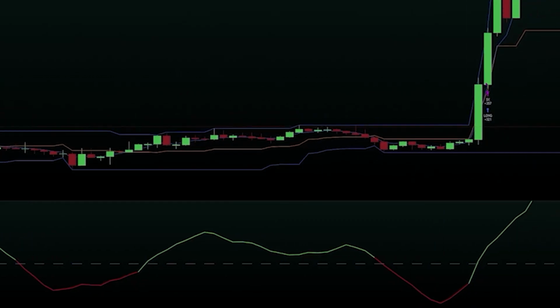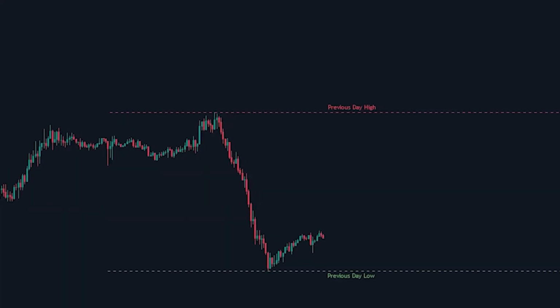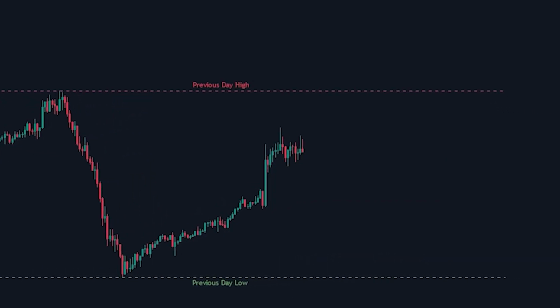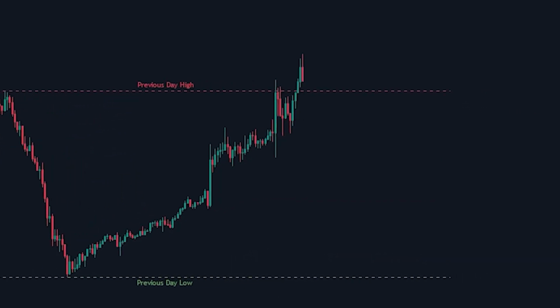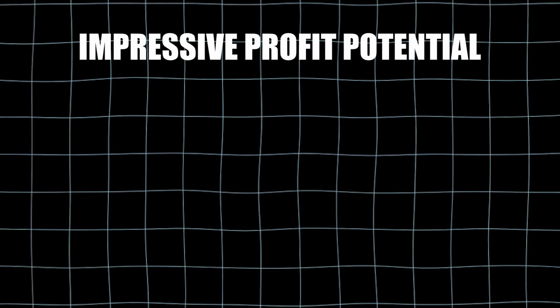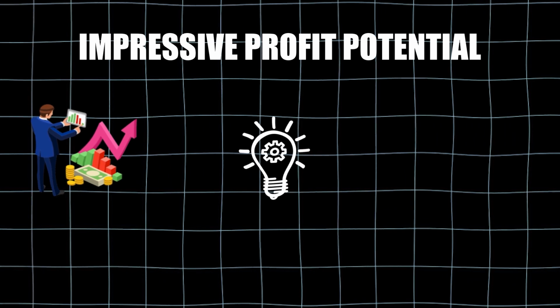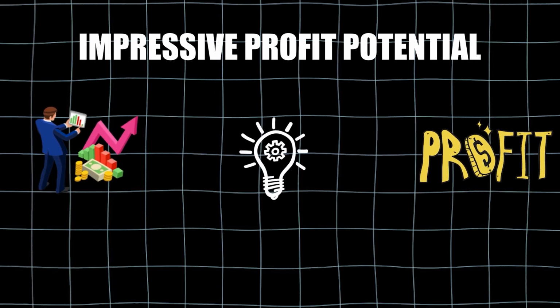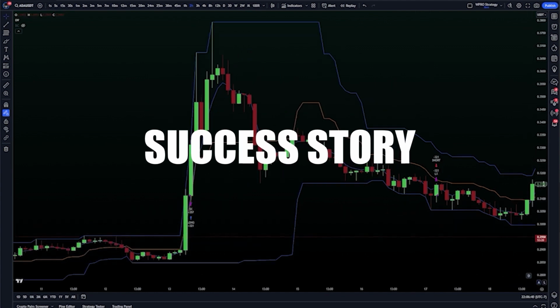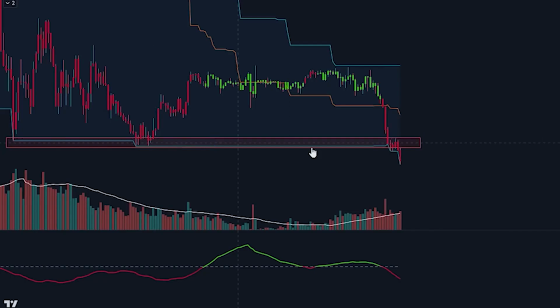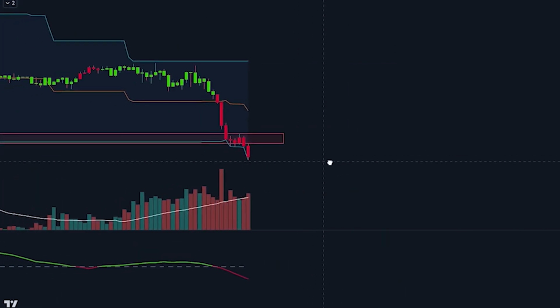Now let's talk about the benefits of this strategy. The Larry Williams LW volatility breakout strategy comes with several benefits that contribute to its appeal for traders seeking a systematic and disciplined approach to day trading. Impressive profit potential. One of the most notable benefits is the strategy's demonstrated ability to generate substantial profits. Larry Williams' own success story, turning $10,000 into $1.1 million in a year, serves as a testament to the strategy's profit potential.